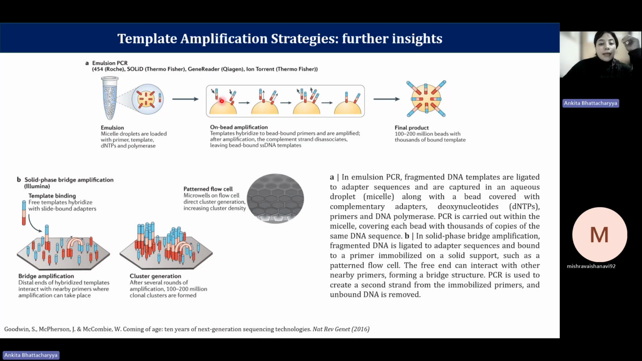Templates hybridize to the bead bound primers and they are amplified. Following that, the complementary strand dissociates, leaving bead bound single stranded templates. These 100 to 200 million beads with thousands of bound templates are then used for sequencing purposes. So that's what is present here.